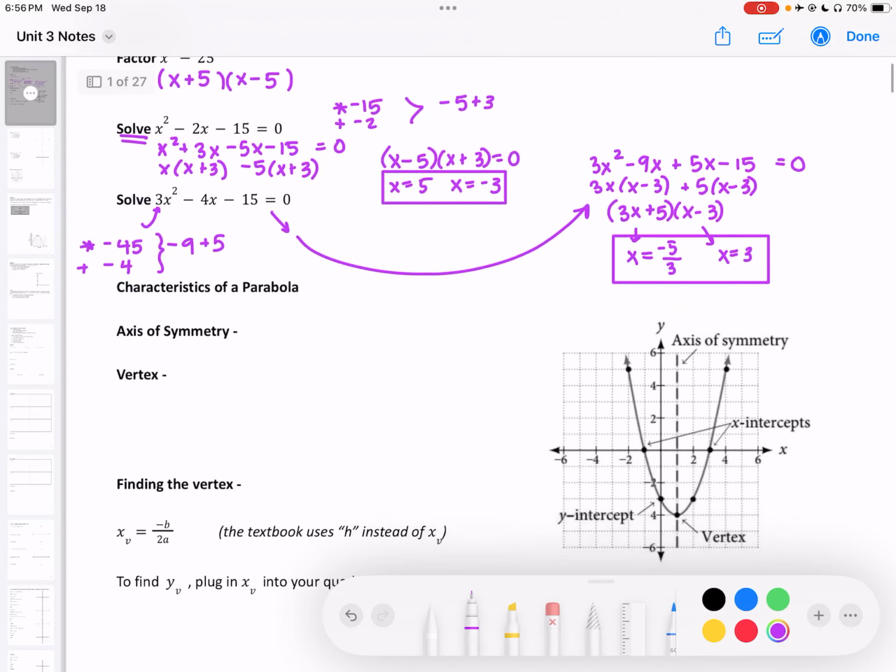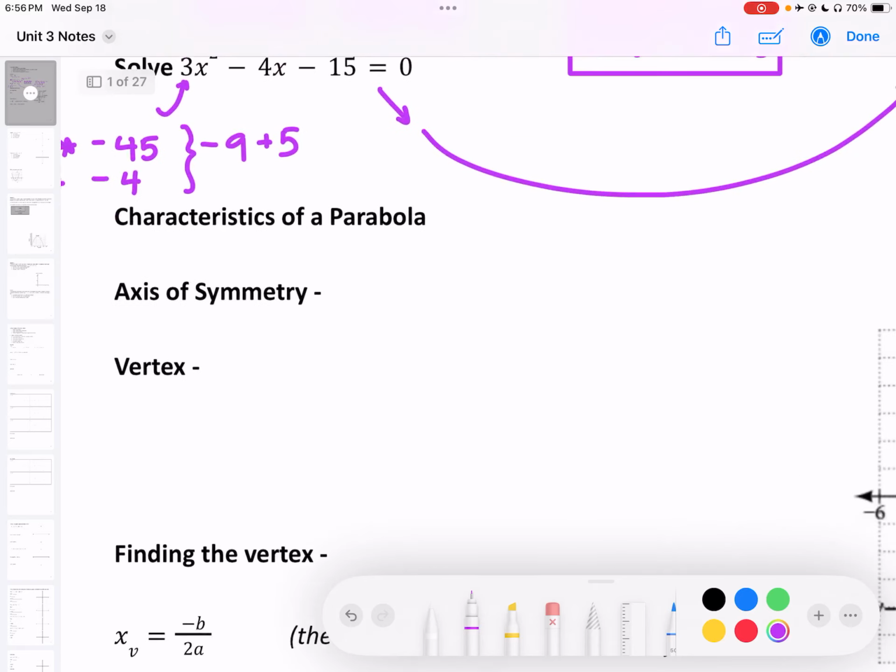Okay, so let's talk about the axis of symmetry on a parabola. A parabola is just the graph version of a quadratic. And the axis of symmetry is the halfway point of the curve. And if you were to fold it like a sandwich, it would fold over this line.